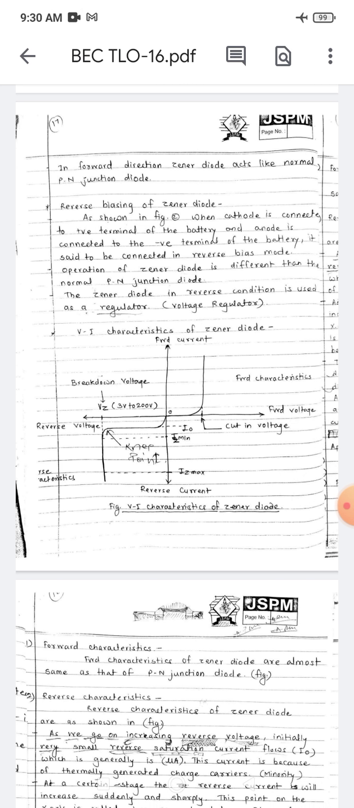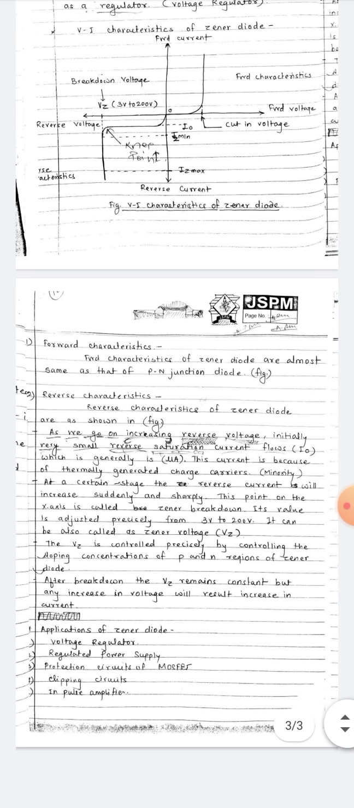You can see that the breakdown voltage is 3 volt to 200 volt. So the voltage at which current increases and achieves maximum value is called the knee point. So this is the characteristics, and you have to define what is cut-in voltage and what is knee voltage. So this is explained in the notes also. Please go through the notes and read what the forward characteristics and reverse characteristics are.